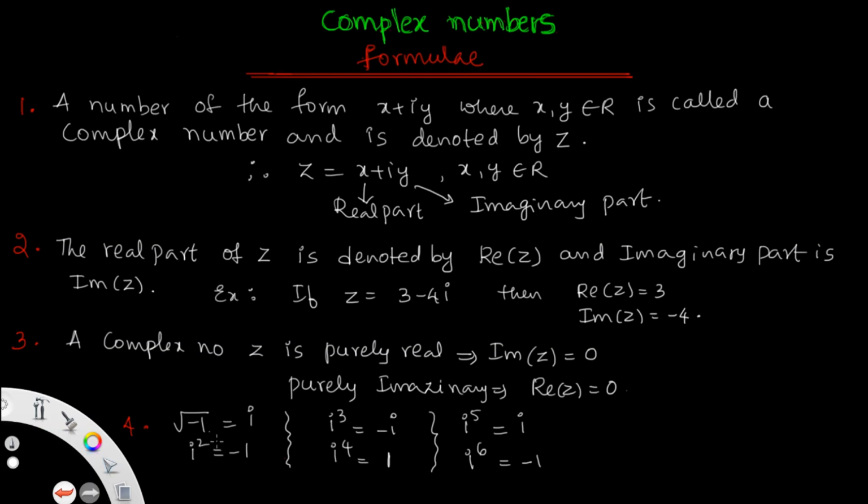Whereas square root of minus 1 is called the imaginary number, that is i. i square is nothing but minus 1. i cube is minus i. i power 4 is equal to i square into i square, that is minus 1 into minus 1, which becomes plus 1. i power 5 equals i power 4 into i, which becomes i. i power 6 equals minus i.